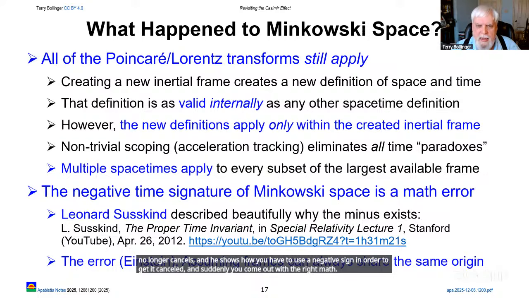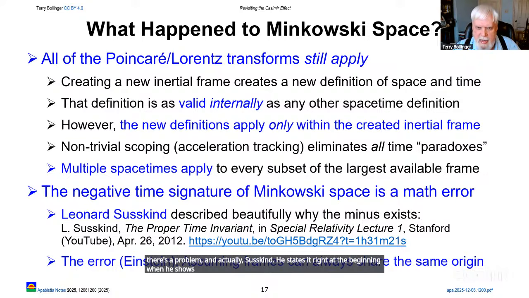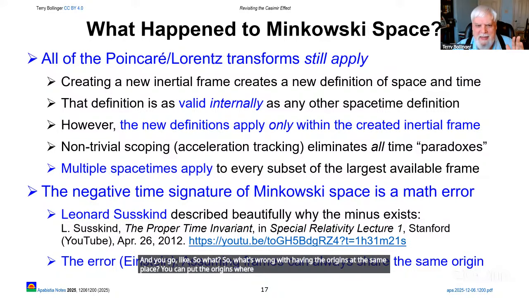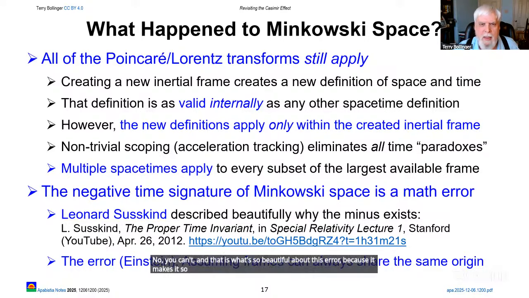There's a problem. And actually, Susskind states it right at the beginning when he shows his first figure in that YouTube session. He shows the origins having the same origin, and you go like, so what? So what's wrong with having the origins at the same place? You can put the origins wherever you want to, right? No, you can't. And that is what's so beautiful about this error, because it makes it so subtle.